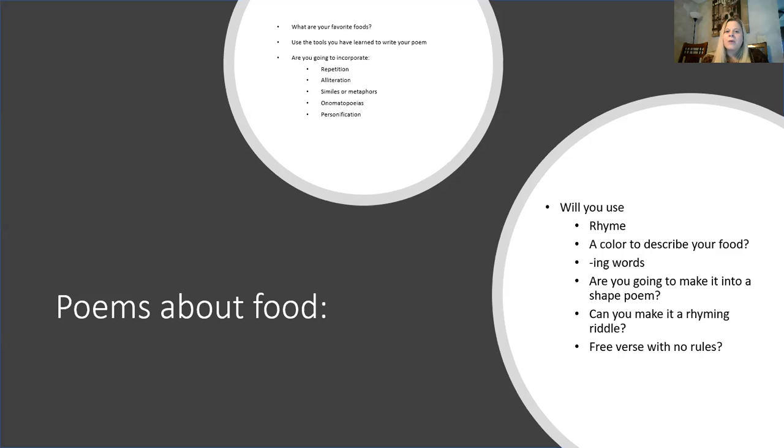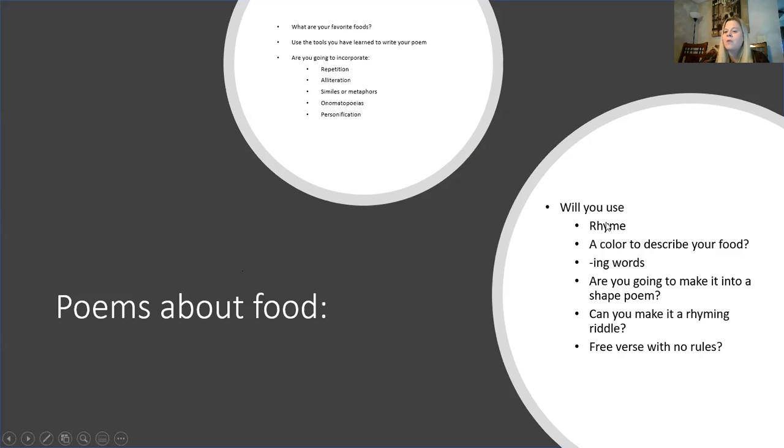Maybe you can think about incorporating repetition, the repeating of a line or a word or a phrase. How about alliteration, that same beginning sound that's repeated two or more times in a sentence, or a simile comparing two things using the words like or as, or maybe a metaphor that is a direct comparison between two things. Onomatopoeia is all of those sound words that we write how they sound. What about personification, giving animals or non-human objects human traits and characteristics? Maybe you can also think about using rhyme in your poem.